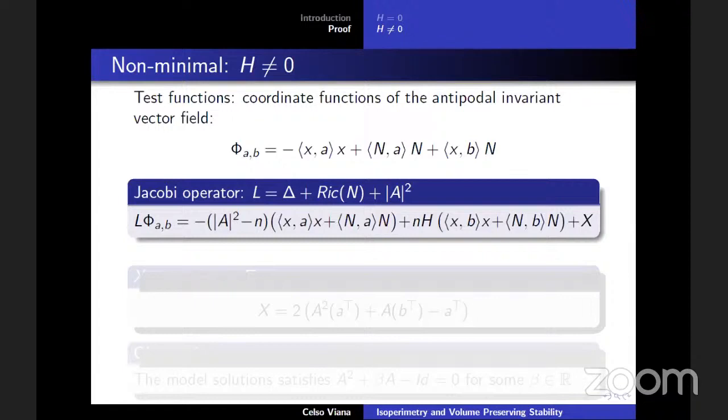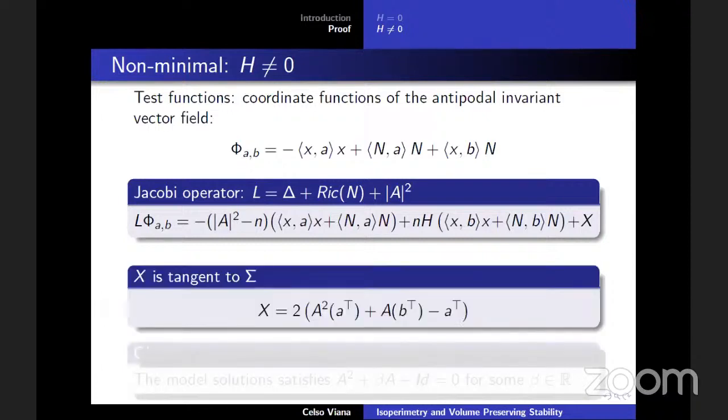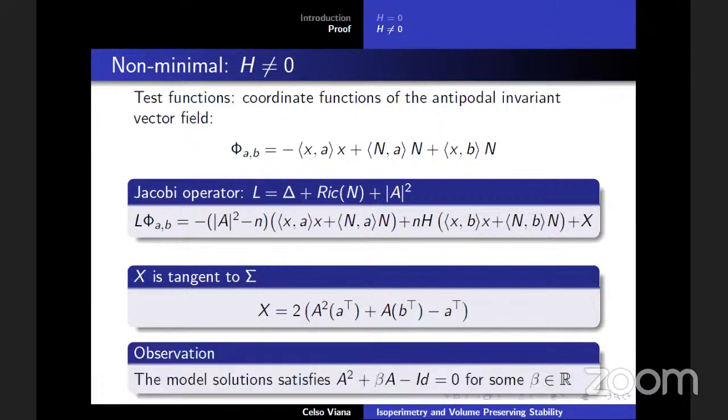We also have this vector field capital X that appears there, but this vector field does not play a role in the quadratic form because it's always tangential to the surface. So when you take the product of this vector field with the vector field psi, you're going to get zero, right? And here is the expression for this vector field X. This vector field X didn't play any role in the minimal case.